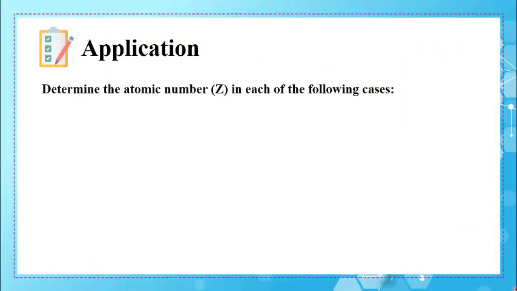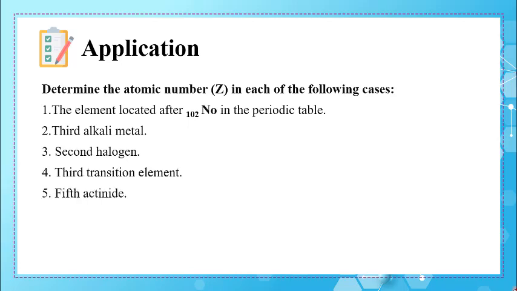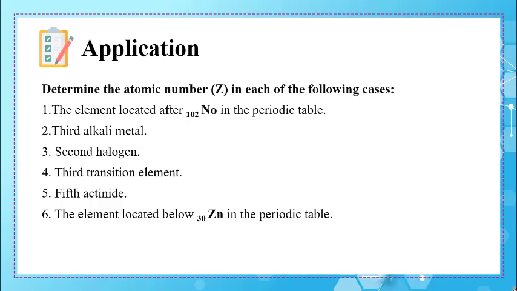Now it's time to master what we've learned. Determine the atomic number Z in each of the following cases: the element located after No in the periodic table, the third alkali metal, the second halogen, third transition element, fifth actinide, and finally the element located below Zn in the periodic table. Pause the video and assign 5 minutes for each part to solve it.